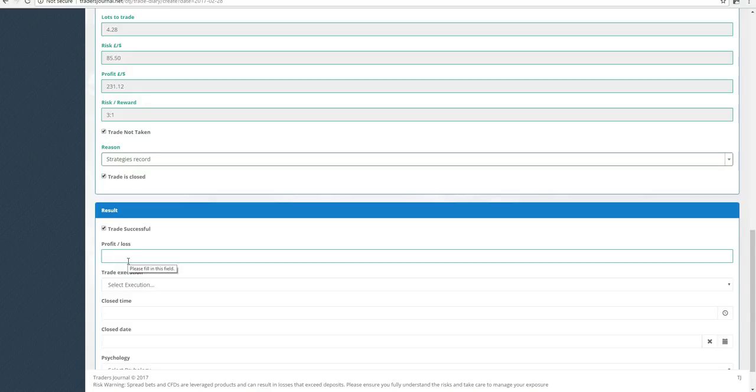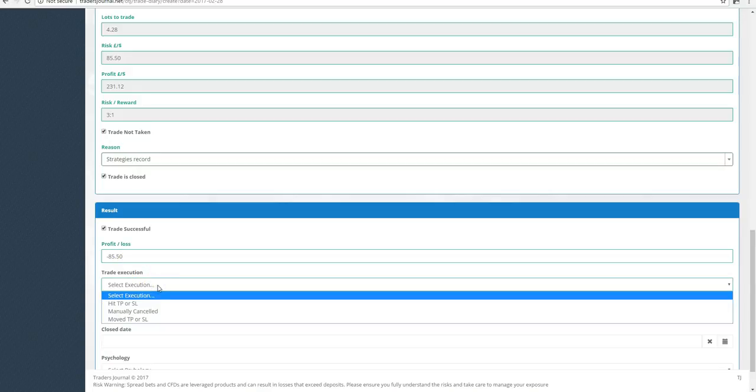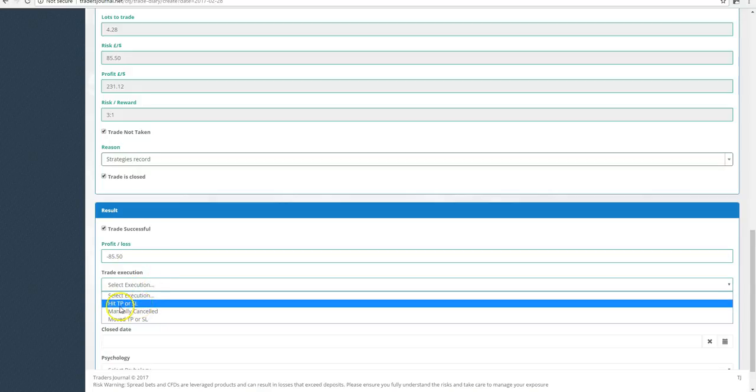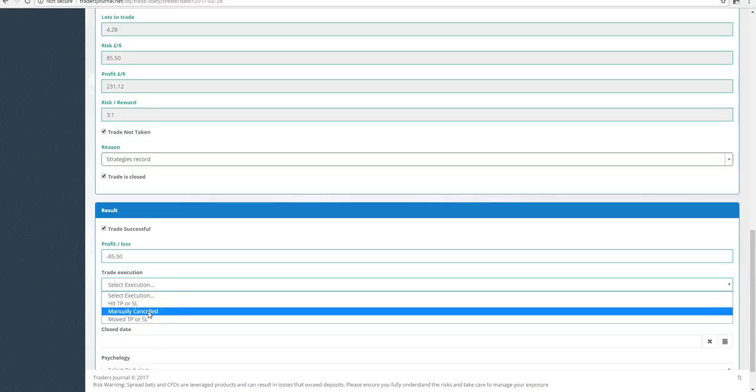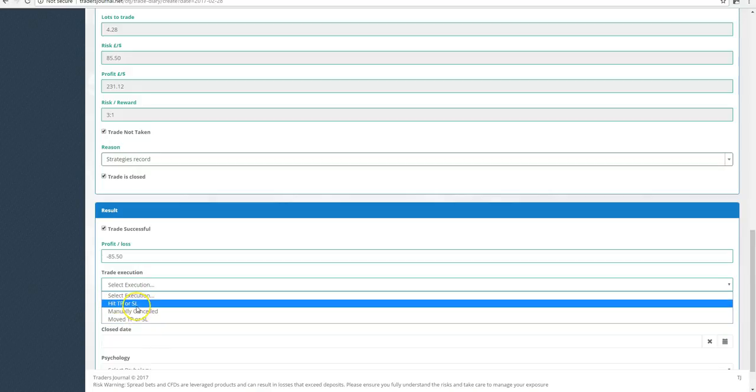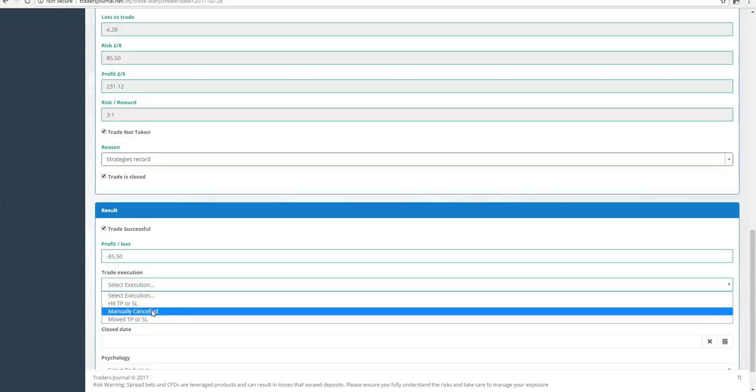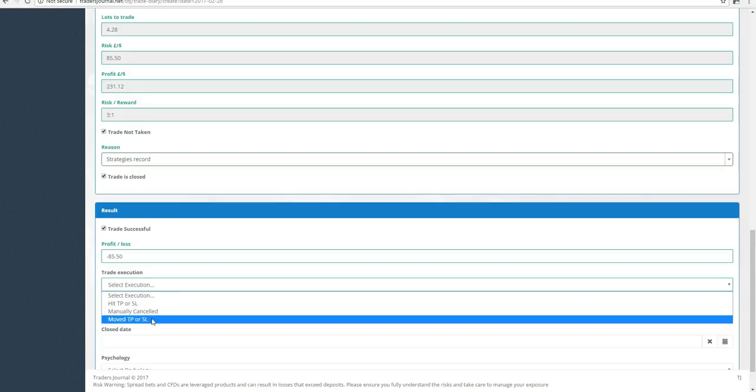Profit and loss. Now we need to put in a minus because it's a loss. Trade execution: hit take profit or stop loss, manually cancelled, or moved take profit. So in this case it hit take profit or stop loss. Manually cancelled is just when, for whatever reason, it hit a level, it went up and came back, it was losing too much, it was winning too much, but you have just gone in and manually said, right, enough's enough, I'm pulling that trade.